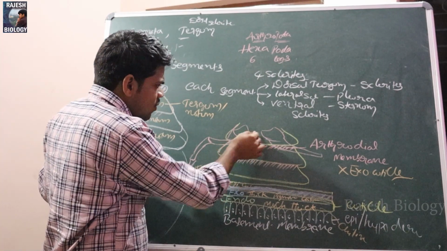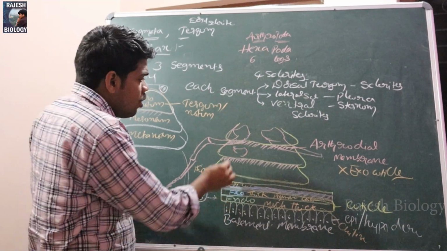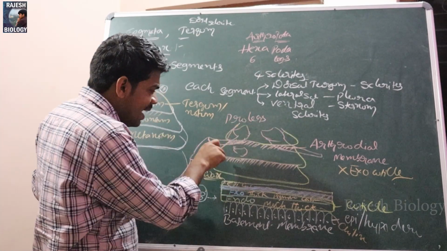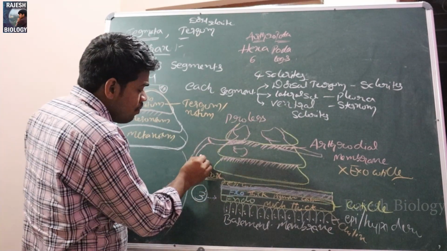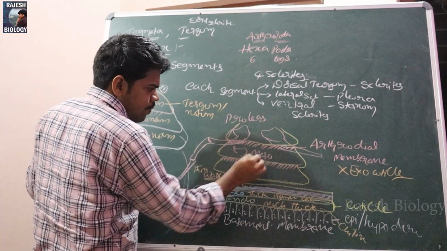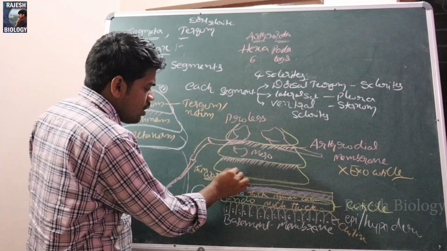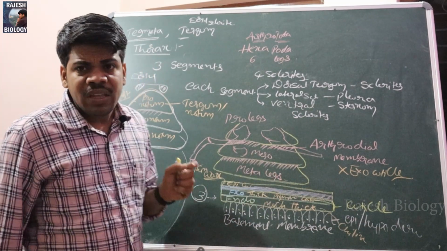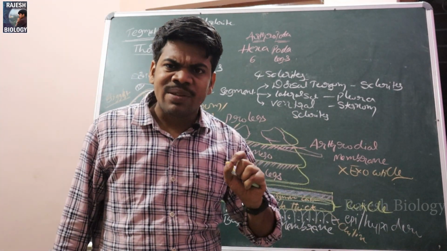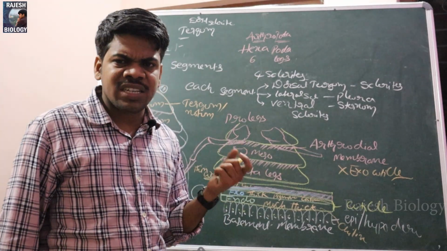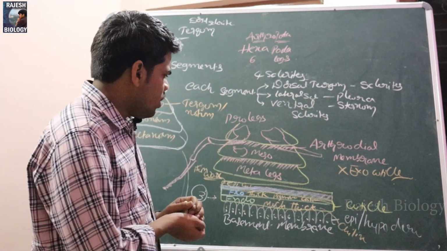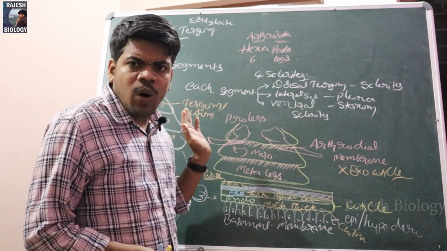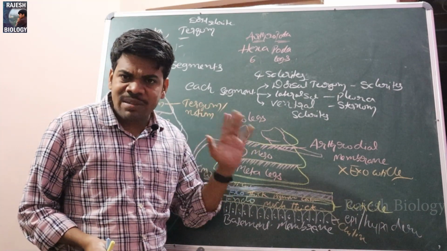That's why the first pair of legs is called prolegs. The second pair of legs is called mesolegs. The third pair of legs is called metalegs. However, the basic structure of each leg is similar. There is no difference between the proleg, mesoleg and metaleg. So all the legs have the same structure.